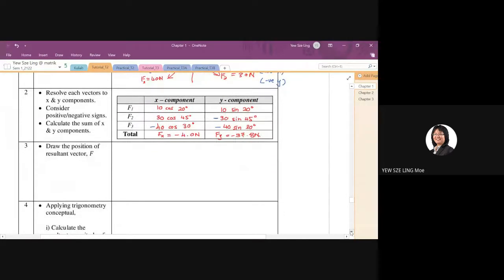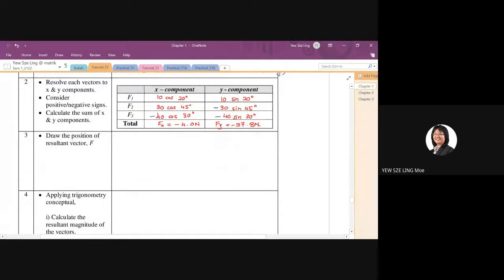So now that you have this table, what are you going to do next? You draw the position of the resultant force, the resultant vector, so that you know where the final vector is, where our resultant vector is.